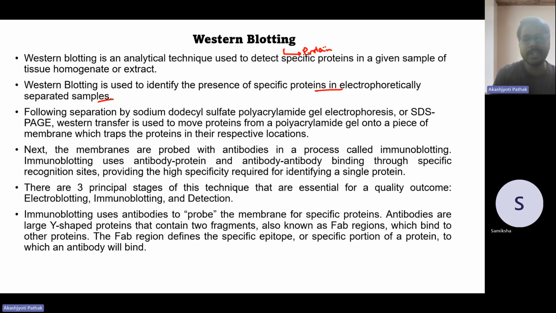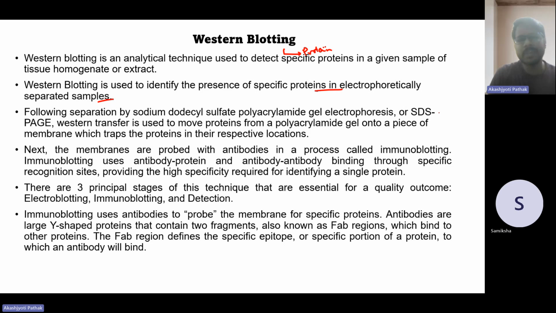First, when you run an SDS-based gel electrophoresis, your proteins will get separated on the basis of molecular weight. Now, from the gel, you have to transfer the protein from the gel onto the membrane, onto the nylon membrane. And then again, you have to do a hybridization. So in hybridization, what will you use? You will use a probe.